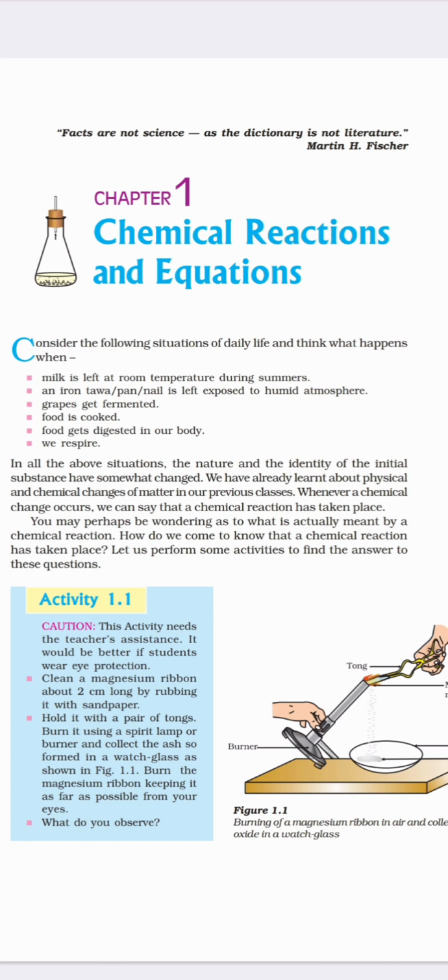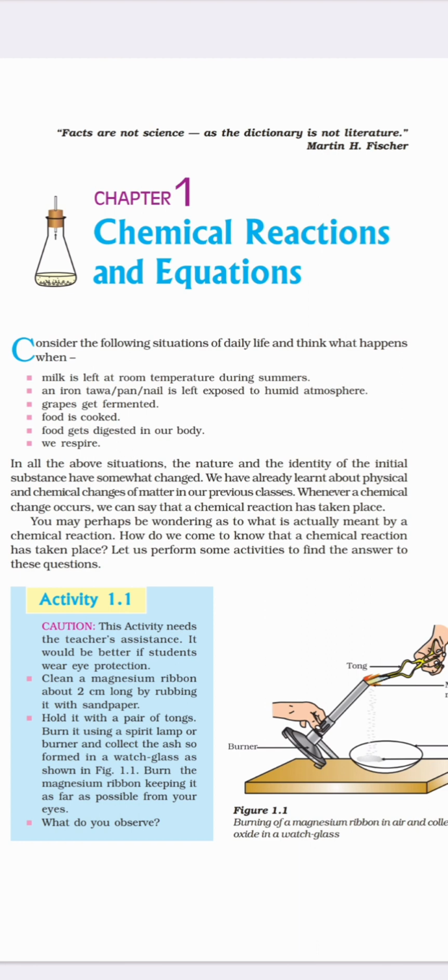So we will start with activity 1.1. What is given in activity 1.1? First, clean a magnesium ribbon about 2 centimeters long by rubbing it with sandpaper. Hold it with a pair of tongs. Burn it using a spirit lamp or burner and collect the ash so formed in a watch glass. As shown in figure 1, burn the magnesium ribbon. So what do you observe? You observe that after the magnesium ribbon is burned, the ashes get collected in a plate.